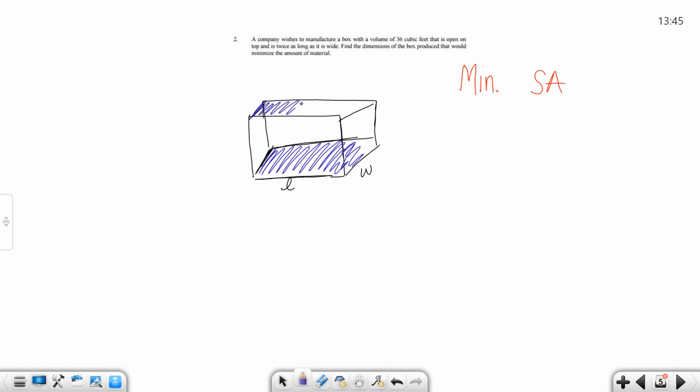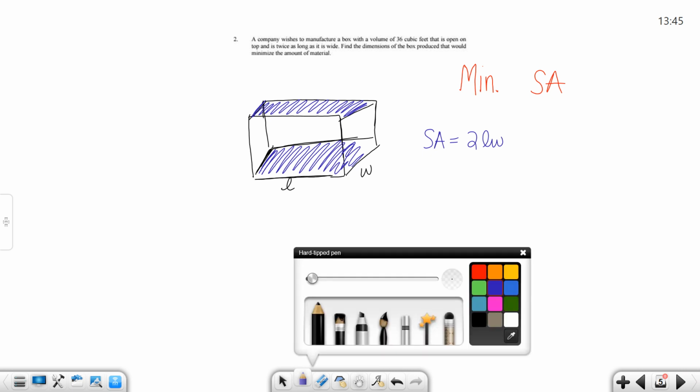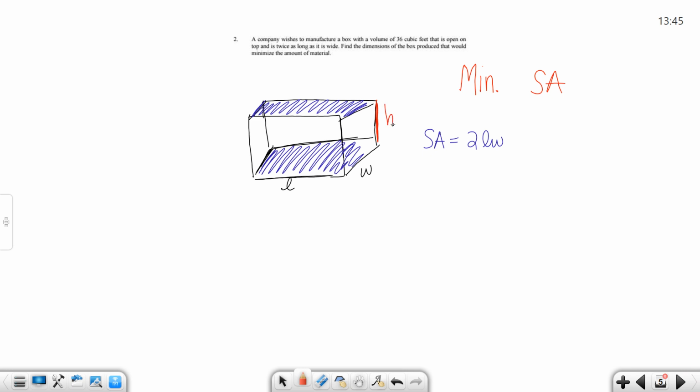So this top piece here also has a length and a width. So the way that they get the formula for surface area is they say 2 times the length and the width. So that gives you the top and the bottom of the box. Okay? Now, this box also has another measurement, and that's height. So this is my height.